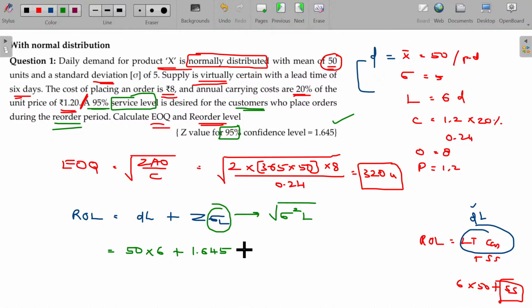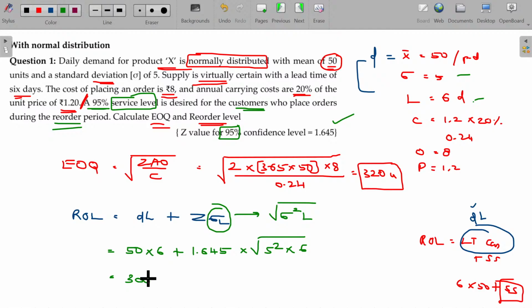So here what happens? Standard deviation in this case being 5 to the power 2 into lead time being 6. This is called standard deviation for the lead time, and take the root of this. You apply the formula directly.